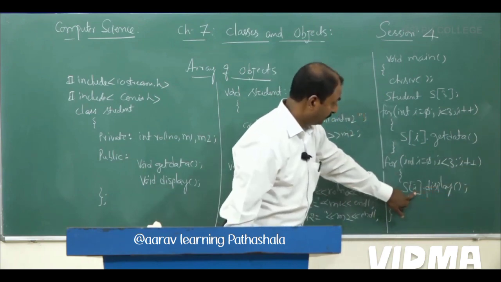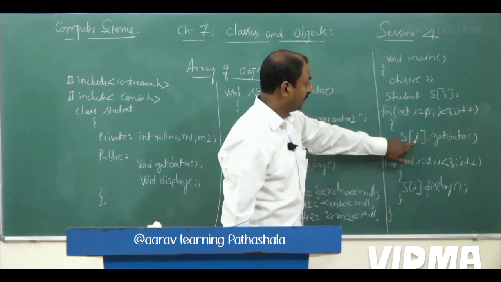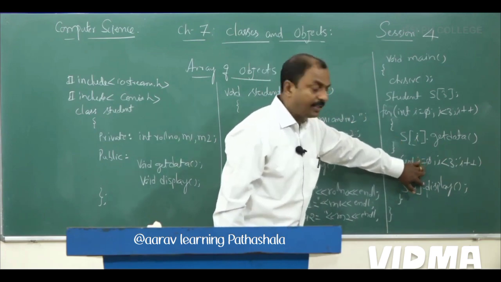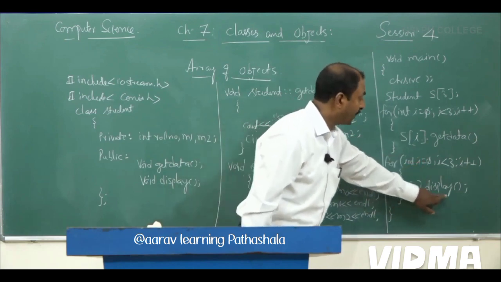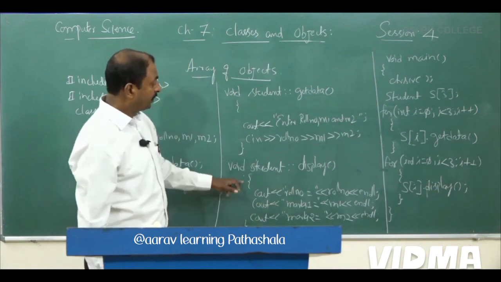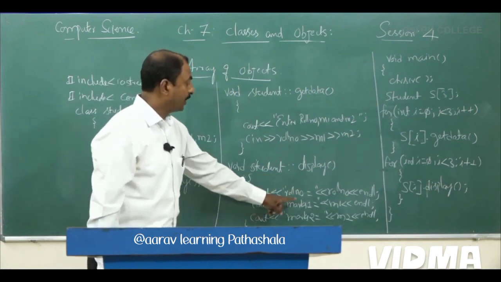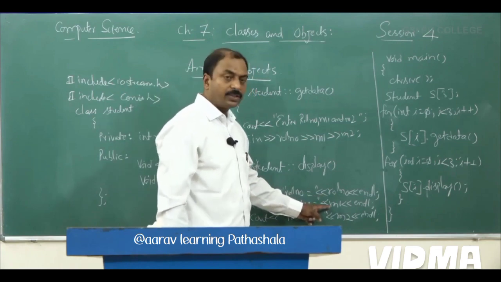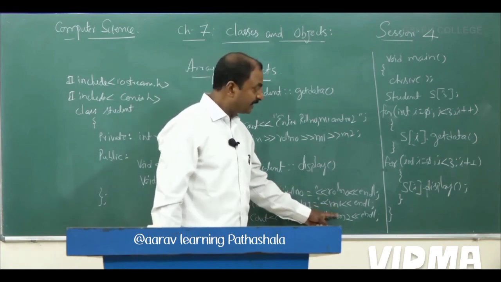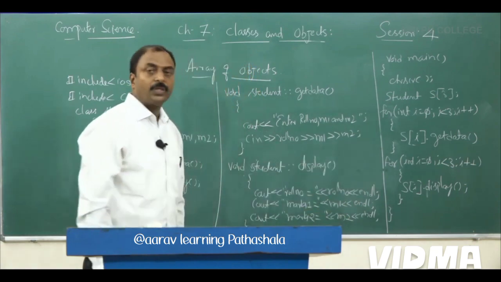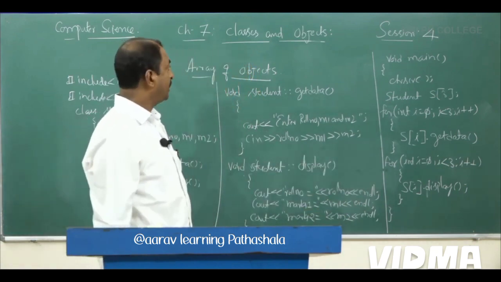So S of i, in the sense first index is 0. The value stored at index 0 of the array is going to be printed with the help of the function, because of the statements you have written in student display, to print name, roll number, M1, marks of one subject, and marks of the second subject. So this is an example to show how to work with an array of objects.